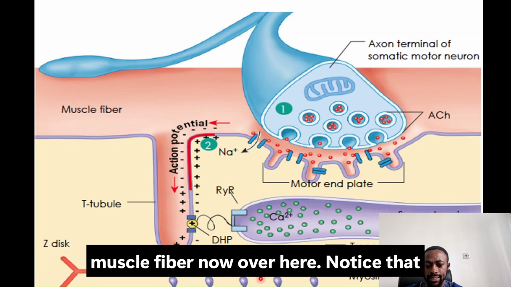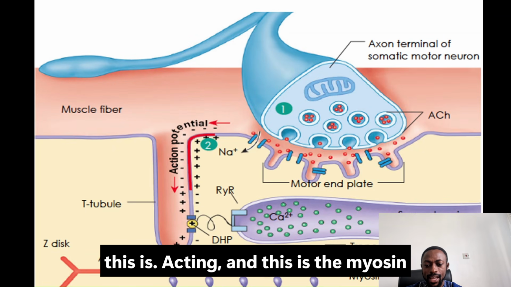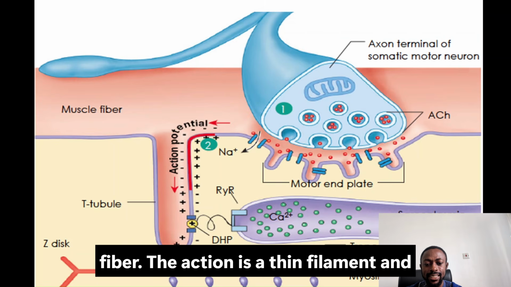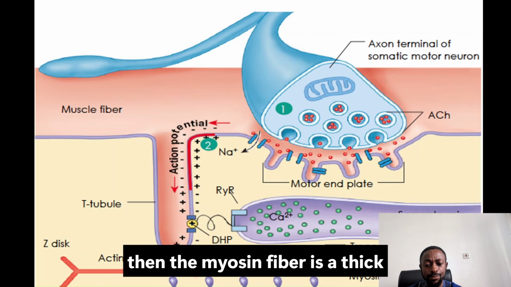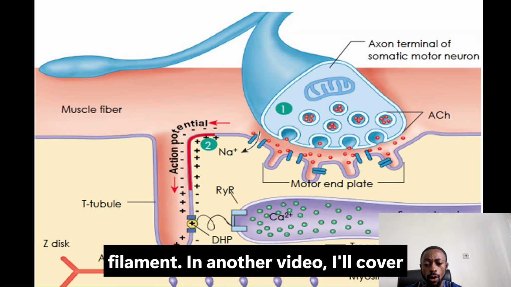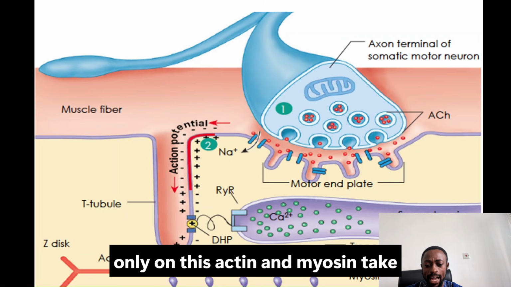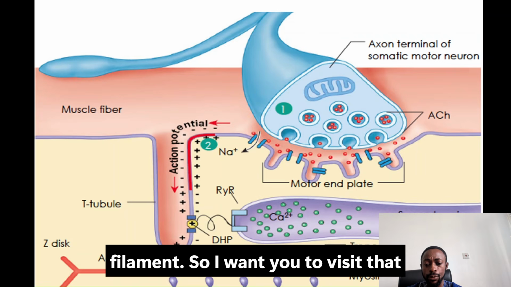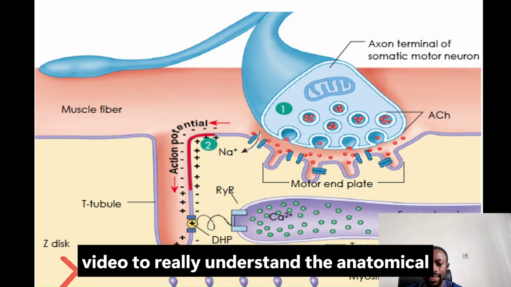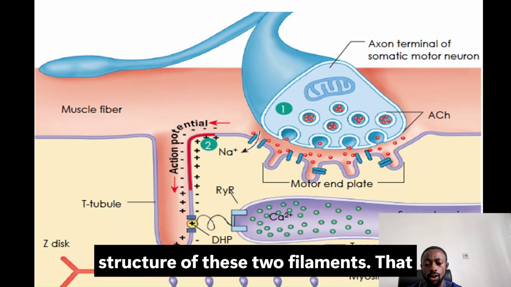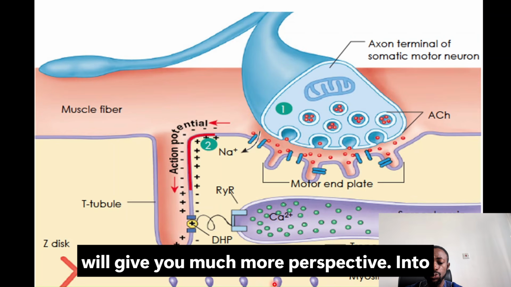Now over here, notice that this is actin and this is the myosin fiber. The actin is a thin filament and the myosin fiber is a thick filament. In another video, I'll cover only on this actin and the myosin thick filament. So I want you to visit that video to really understand the anatomical structure of these 2 filaments. That will give you much more perspective into what is happening here.